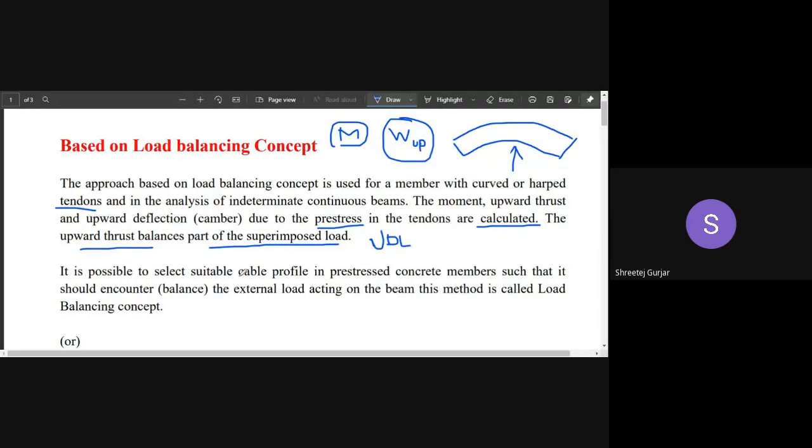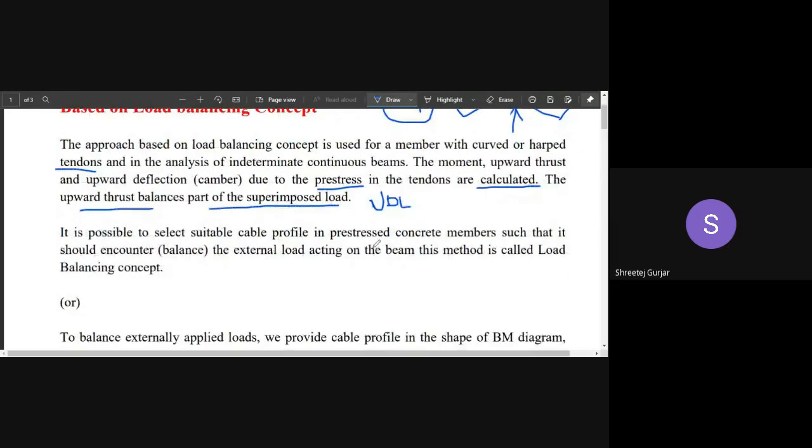So it is possible to select a suitable cable profile in pre-stressed concrete members such that it should counter or balance the external load acting on the beam. So I have shown you for various loading how you can apply your tendon profile, right?